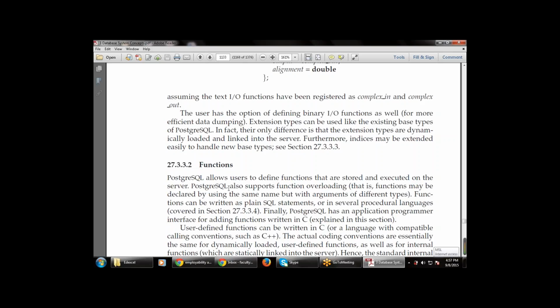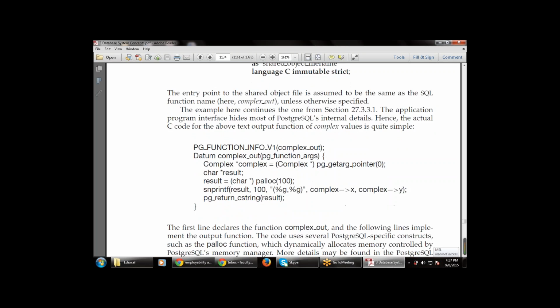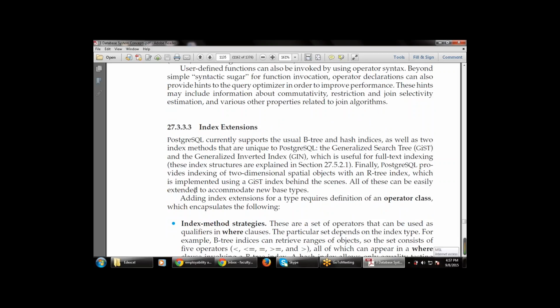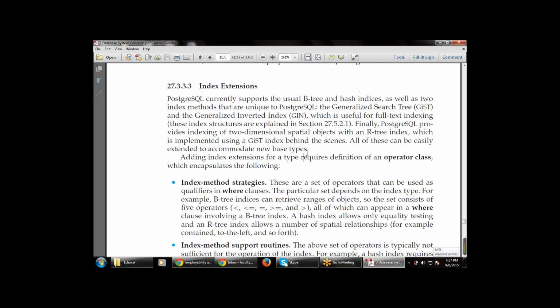User-defined functions can be written in C or a language with compatible calling conventions such as C++. The actual coding conventions are essentially the same for dynamically loaded user-defined functions as well as for the internal functions. The next is the index extension, used as B-tree indices or hash indices, and adding an index extension for a type requires the definition of an operator class, which includes the encapsulation for the following.